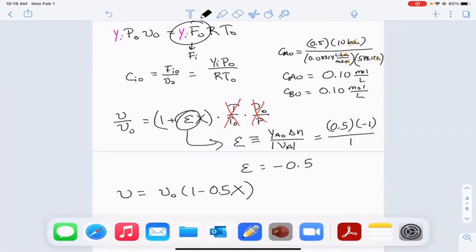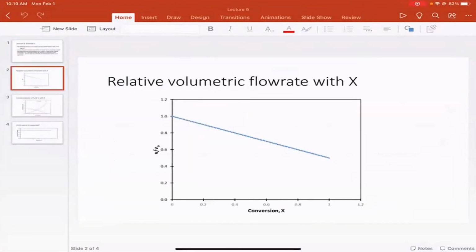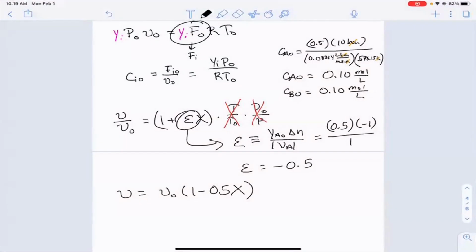Okay, so there's our expression for the volumetric flow rate. And let's have a look at that. Obviously, it's just going to be a straight line with the conversion. And here I plotted V over V0. So this will just change linearly with conversion based on our equation. That should make some kind of sense, right? Given the functional form here, you would expect this to just be a straight line with a slope equal to -0.5. So that's exactly what we found.